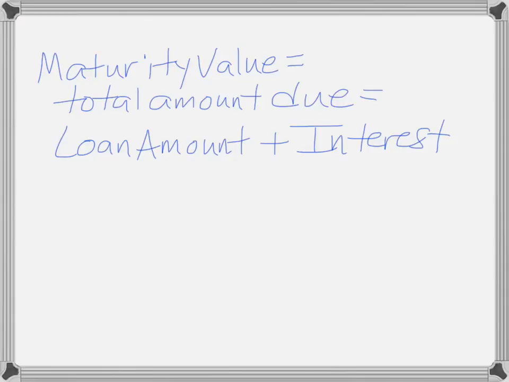A definition we need to know is the definition of maturity value. That's when all is said and done, how much you've ended up paying, loan and interest together. So the maturity value is the total amount due. It's the loan amount plus the interest.